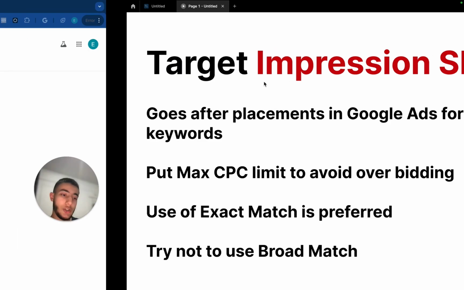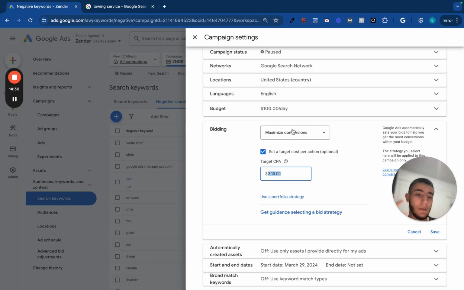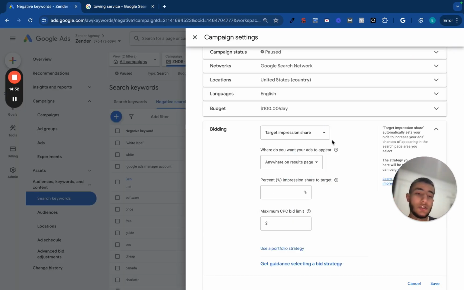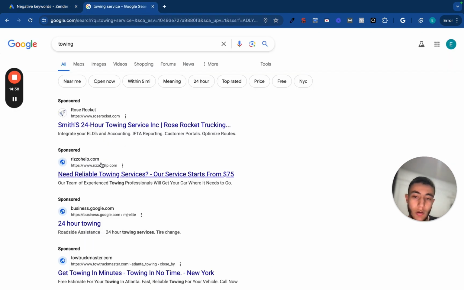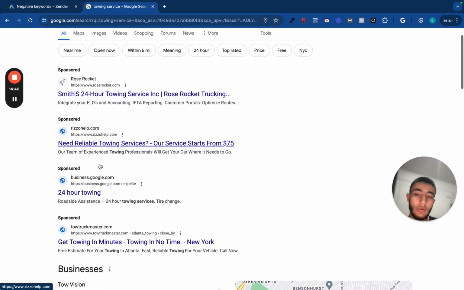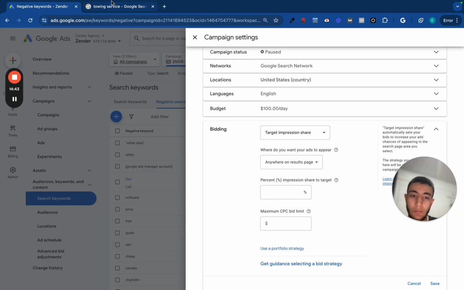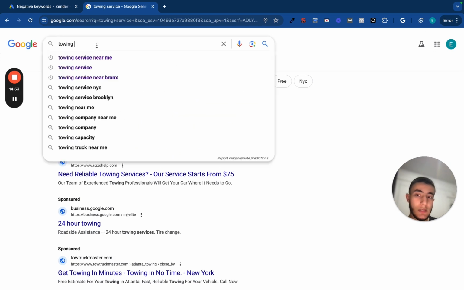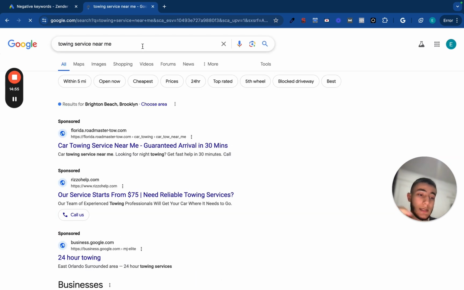So the target impression share is a different type of automated bidding strategy, and it usually targets the impressions, the placements of your Google ads. For example, you can set anywhere on the result page, top of the result page, and absolute top of result page. If you have a keyword like towing services near me as a phrase match, it's going to go over the first placement every time.